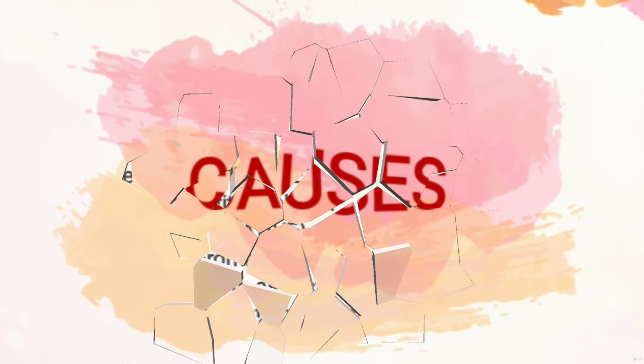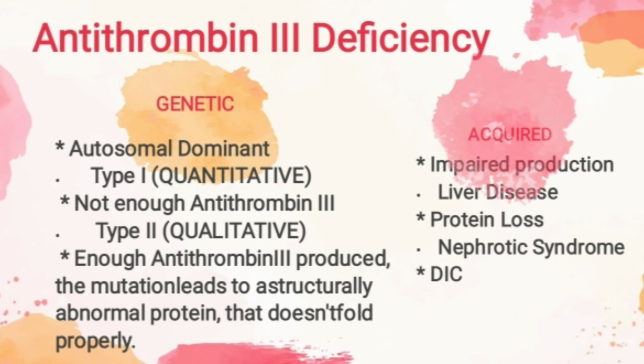What are the causes of antithrombin deficiencies? Antithrombin deficiencies can be acquired or genetic. Acquired deficiencies are more common and result from impaired production of antithrombin III due to liver disease or protein losses such as nephrotic syndrome or disseminated intravascular coagulation or DIC. With DIC, clots form all over the body from trauma, sepsis, or medications, and this depletes both procoagulant and anticoagulant factors, so severe bleeding ensues.